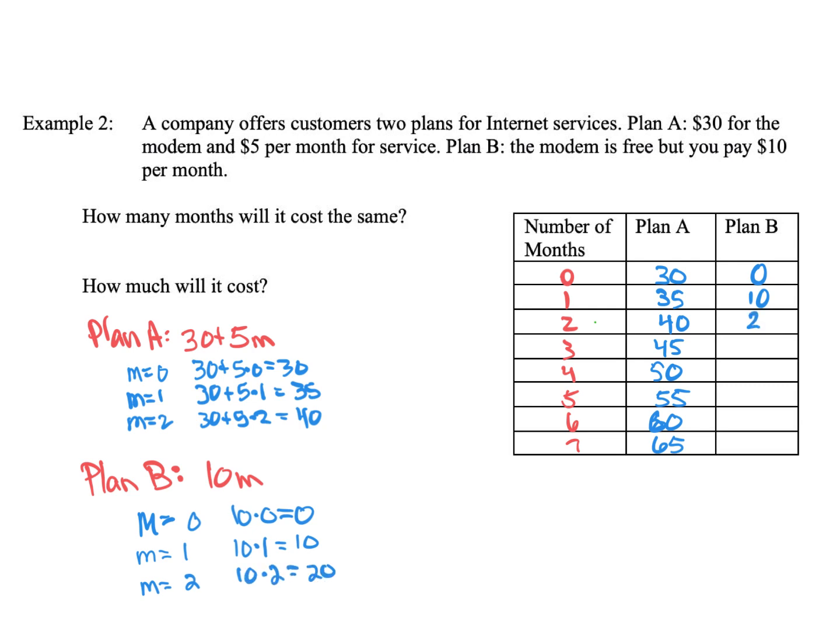So we kind of see what's going on here. 3 months would be 30. 4 months is 40. 5 months is 50. 6 months is 60. Look, see how those are the same? So at 6 months is when they're going to be the same. How much does it cost? $60. So this is when the 2 plans will be the same.